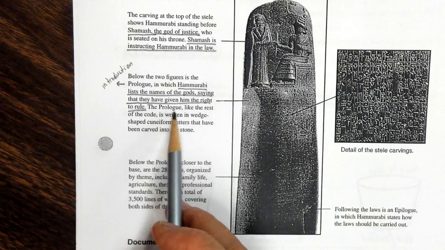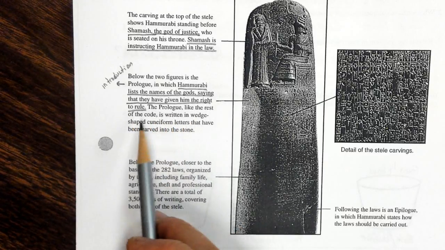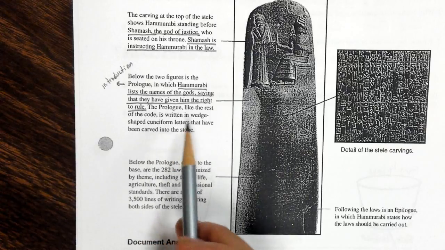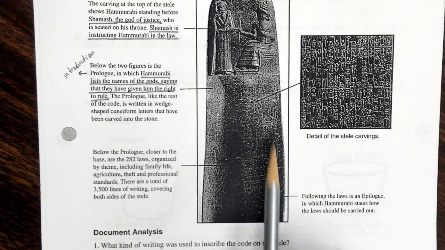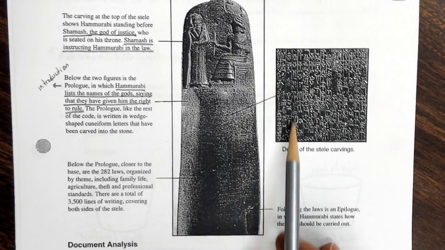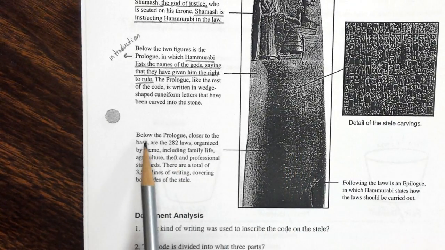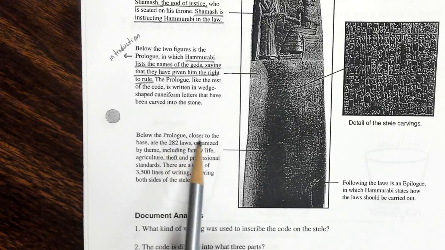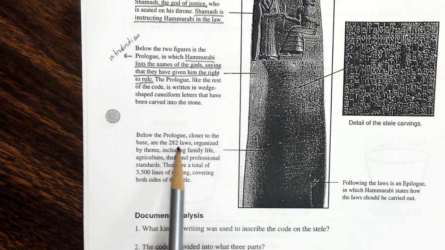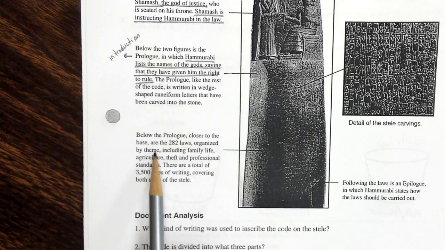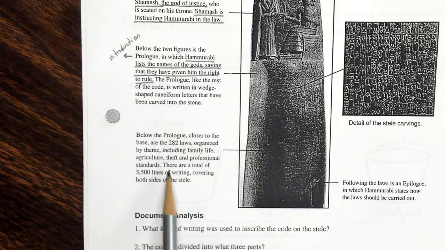Let's keep reading here. The prologue, like the rest of the code, is written in wedge-shaped cuneiform letters that have been carved into the stone. Okay, that's no big deal. Over here to the right of the picture is a blow-up section to show you what cuneiform looks like. And down at the bottom, below the prologue or introduction, closer to the base, are the 282 laws, organized by theme, including family law, agriculture, theft, and professional standards. There are a total of 3,500 lines of writing covering both sides of the stele.